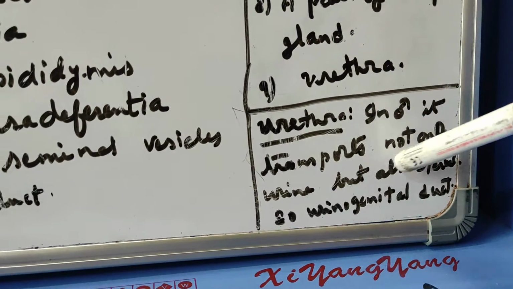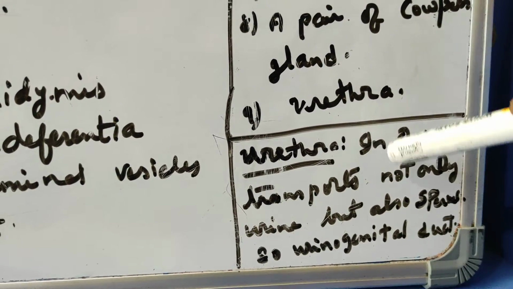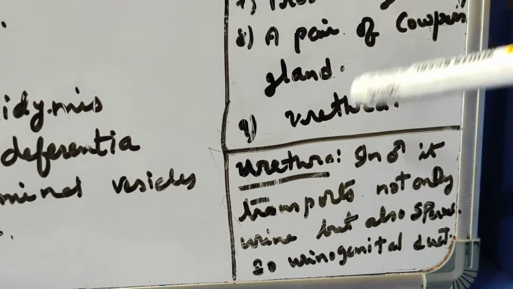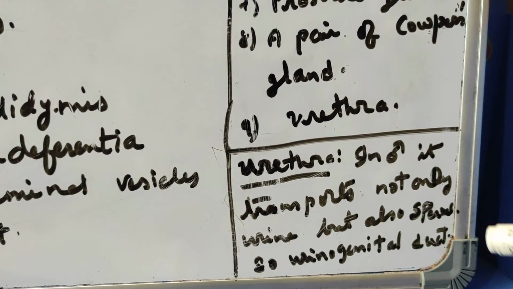Urethra is otherwise called the urinogenital duct, because in males especially it transports not only urine but also the sperms. That's why the urethra is otherwise called the urinogenital duct.